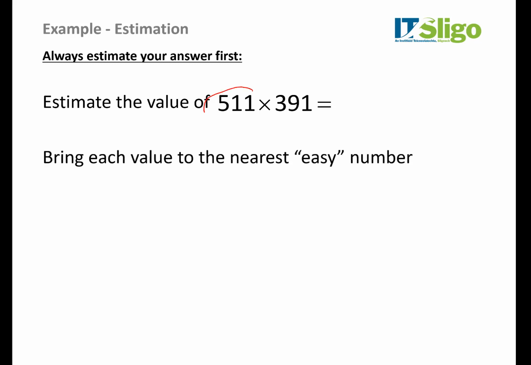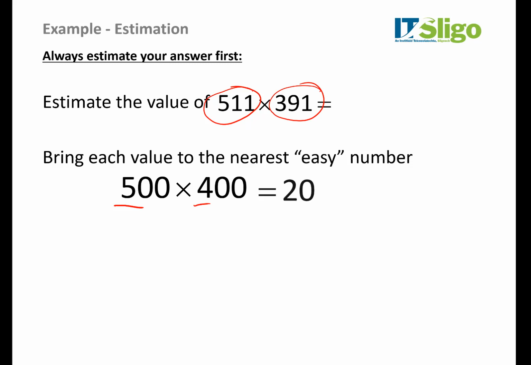Round each of these numbers. So this number here is very close to 500. This one is very close to 400. So this is what we're thinking. Now, guys, we just multiply the first two numbers. 5 by 4 is 20. And now we count how many zeros are left. There's 4. And there's my estimate.